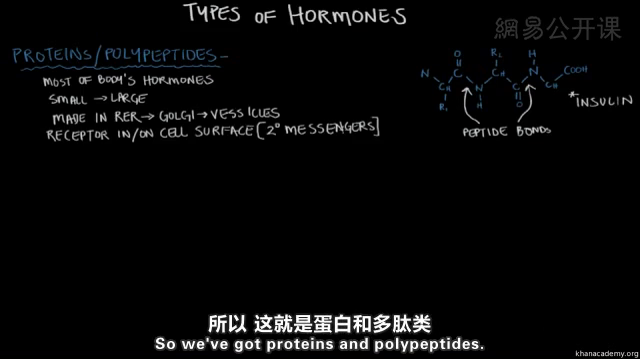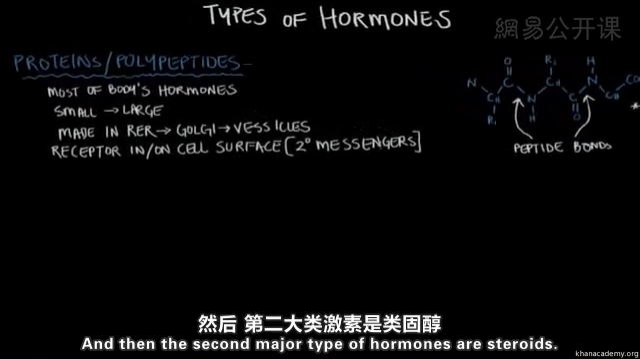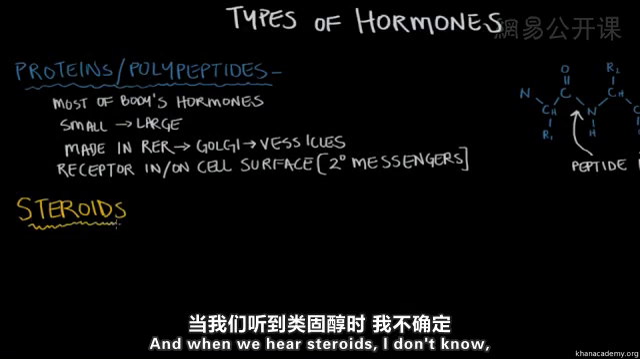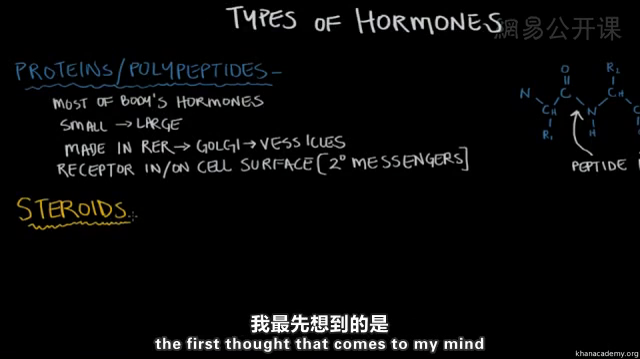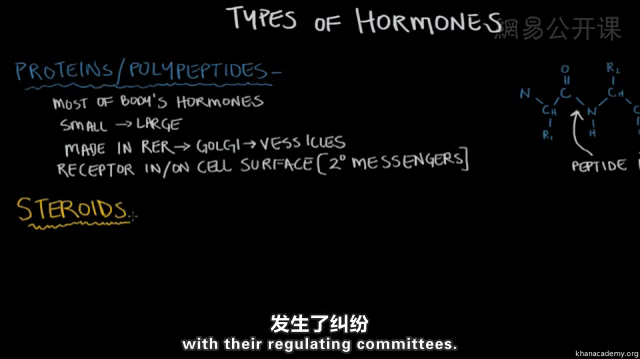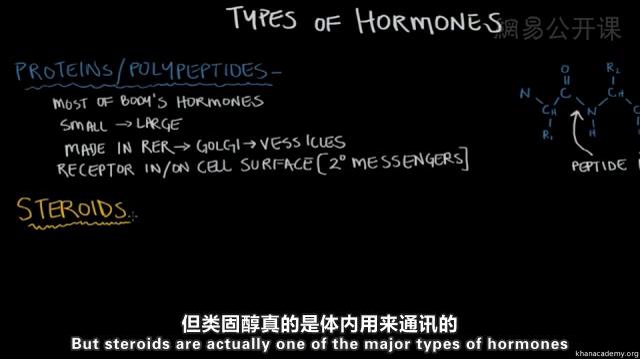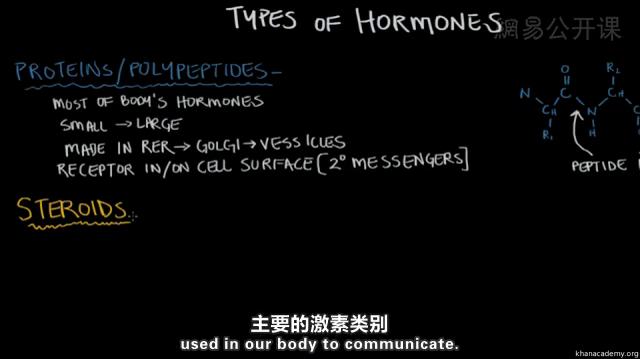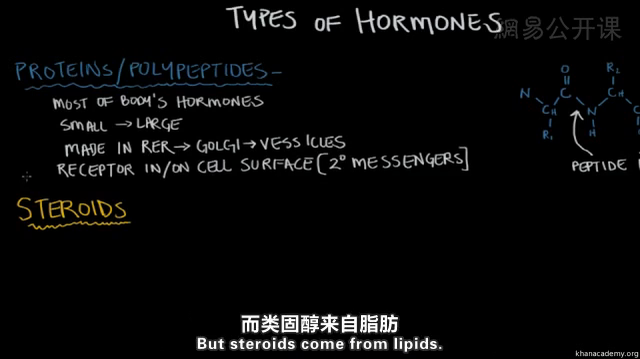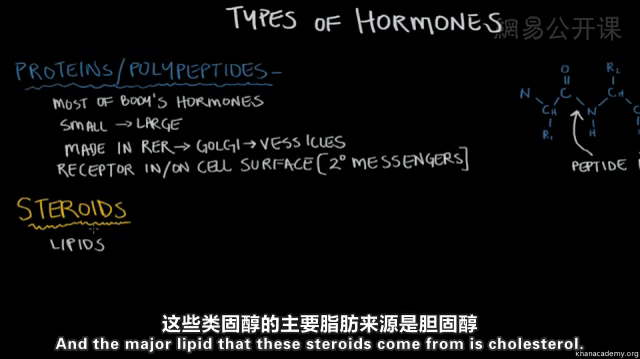Okay, so we've got proteins and polypeptides, and then the second major type of hormones are steroids. And when we hear steroids, I don't know, the first thought that comes to my mind are a bunch of athletes getting in trouble with their regulating committees. But steroids are actually one of the major types of hormones used in our body to communicate. And so there are a lot of steroids in our body. But steroids come from lipids. And the major lipid that these steroids come from is cholesterol.